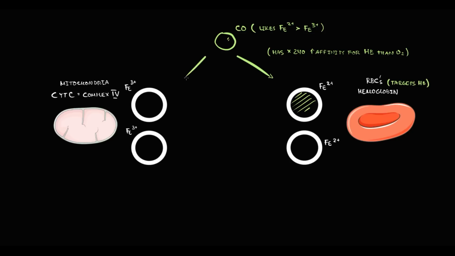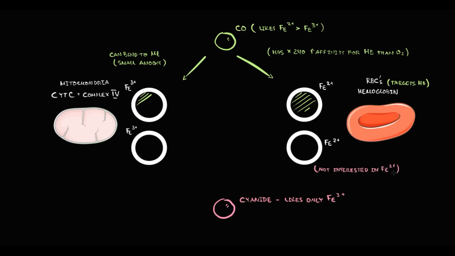And the small amount of carbon monoxide which is left will go to the mitochondria, where carbon monoxide will bind to plus-3 charge iron in complex 4. In contrast to this, cyanide loves only plus-3 charge iron. So cyanide is not interested in red blood cells. Cyanide goes straight to the mitochondria, blocking cellular respiration, which is more dangerous.